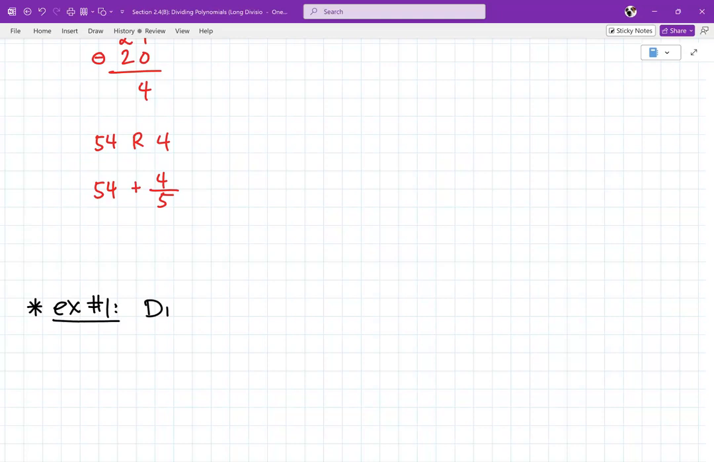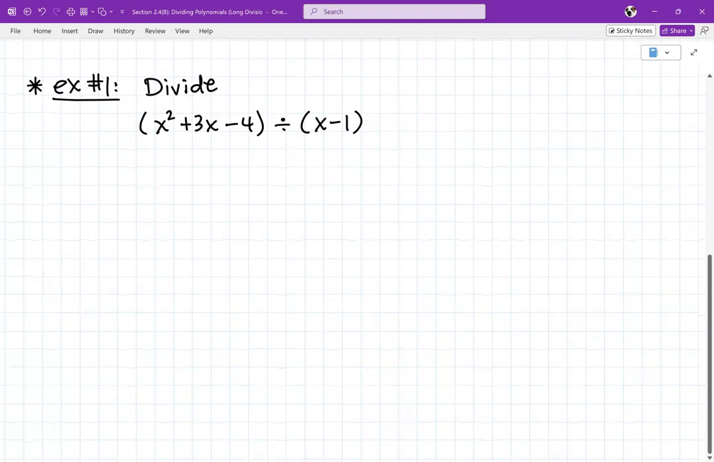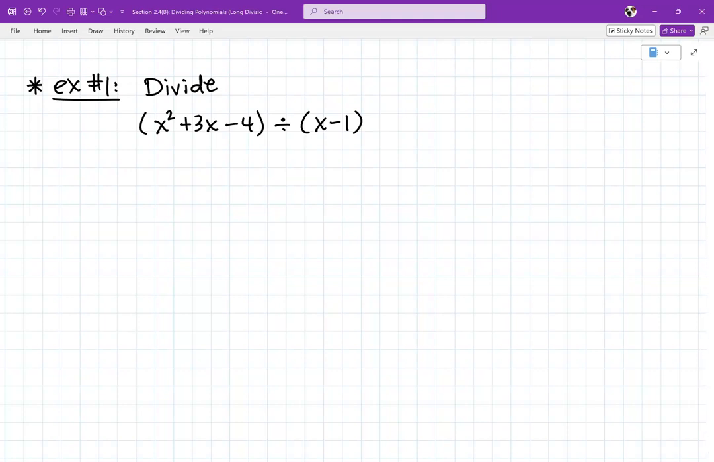Okay, so I'm going to put divide, and here's the problem. X squared plus 3x minus 4 divided by x minus 1. We're doing long division. Now, they're both called long division, the thing I just showed you and this right here. So I'm going to set it up. X squared plus 3x minus 4, and outside x minus 1.